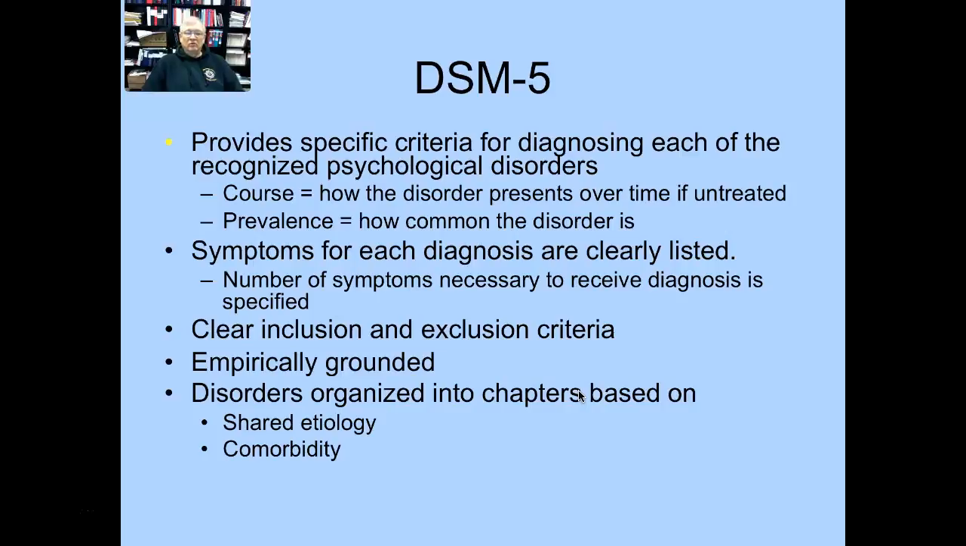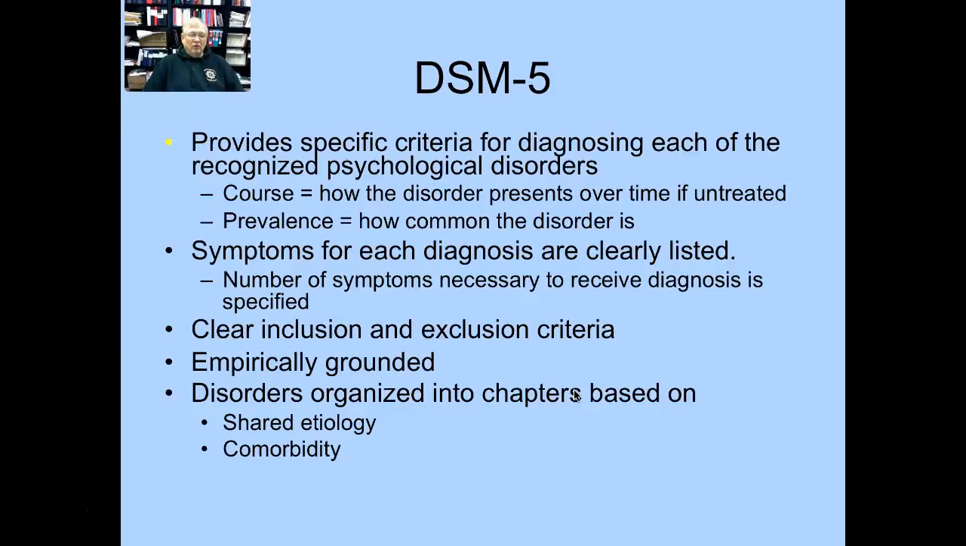Exclusion criteria has to do with various conditions that, even though some of the other criteria are present, would exclude a diagnosis. A good example would be depression in the context of bereavement, for the loss of a relative or a spouse or a child. Empirically grounded indicates that the DSM has been trying to make its diagnoses and categories based on scientific and empirically grounded information. The disorders are organized in the chapters based on shared etiology. Etiology, a term meaning causation. So for example, stress and trauma disorders often share some trauma as an etiology.